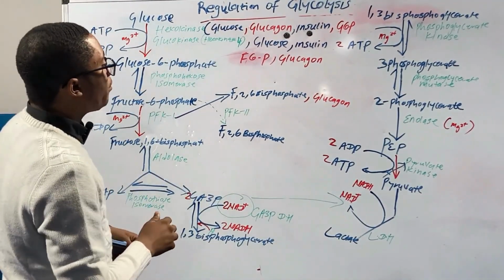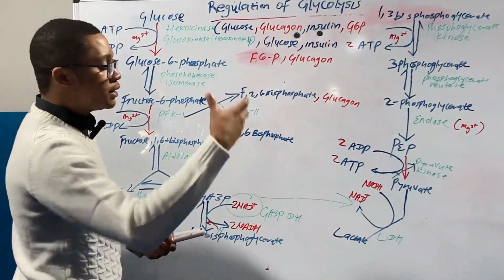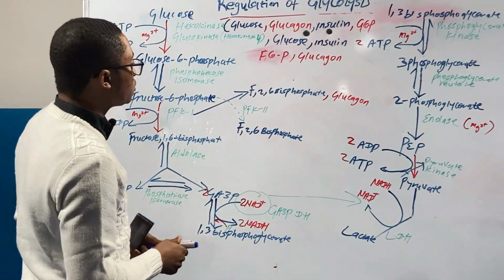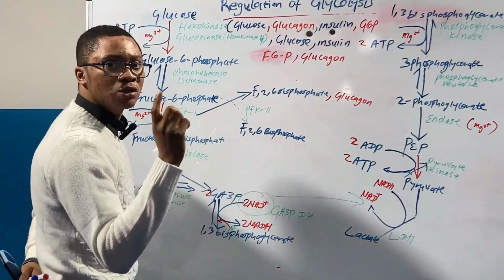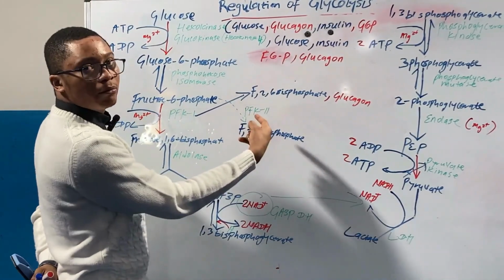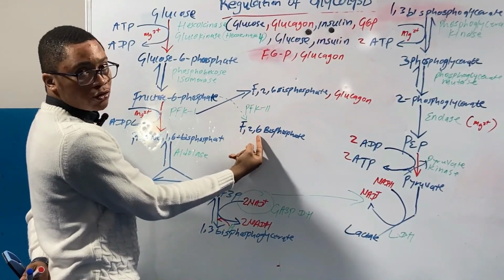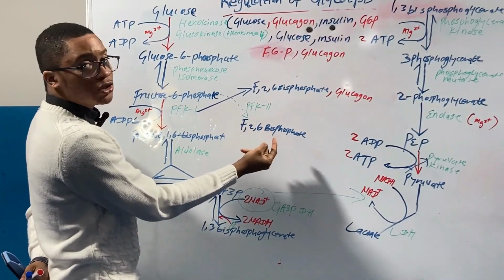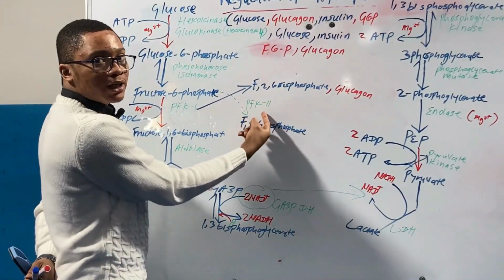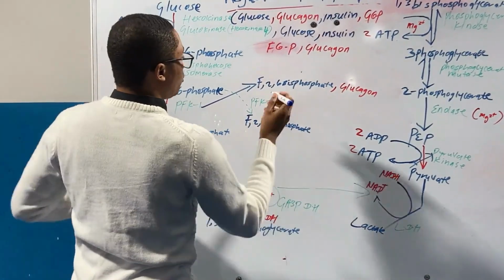What about in a situation where the level of glucose increases? Insulin will be released, and insulin dephosphorylates this enzyme. Since phosphorylation of this enzyme deactivates it and causes a reduction in fructose 2,6-bisphosphate, dephosphorylation of this enzyme will make it active. So insulin activates this enzyme by dephosphorylation. So we say what?